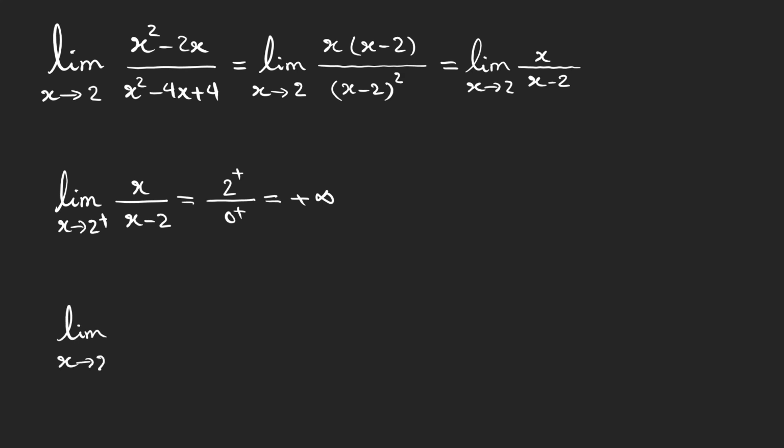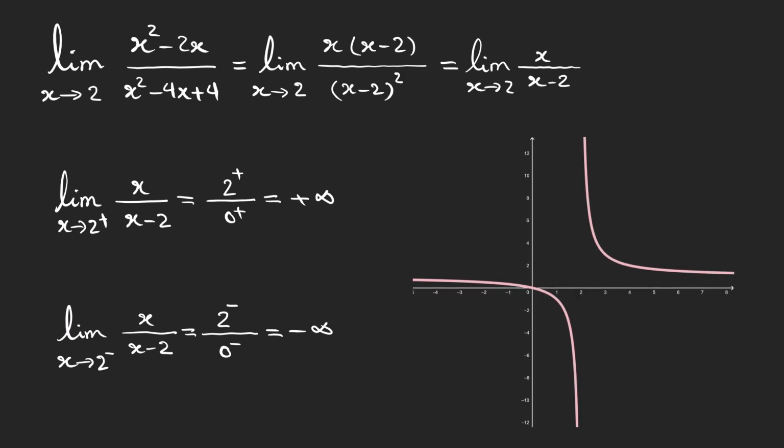And for the limit from the left, we have a positive number slightly smaller than 2, which is positive, and a negative small number close to 0 in the denominator, and the limit is negative infinity. This is the graph of this function, and this line is the vertical asymptote of this function, but the limit at this point does not exist. Now it's time to talk about limit at infinity.